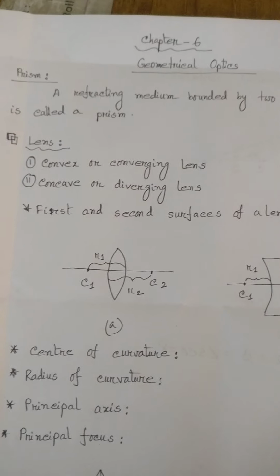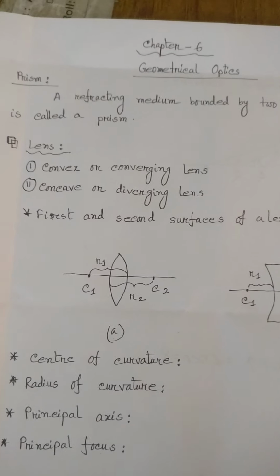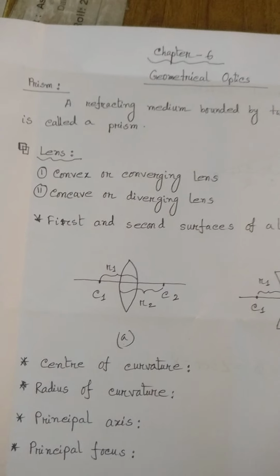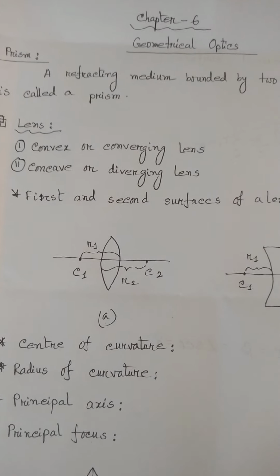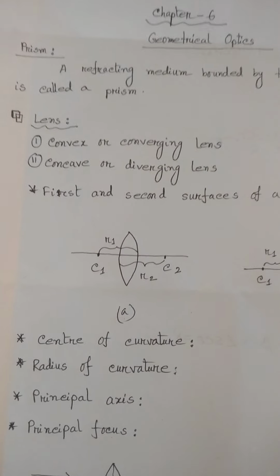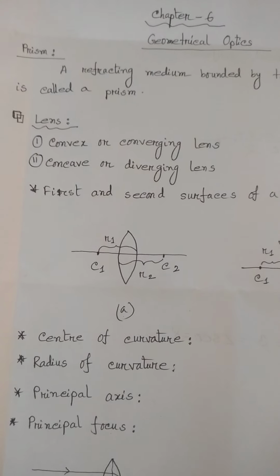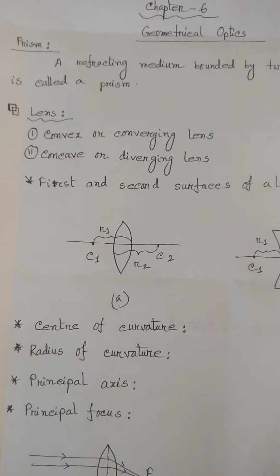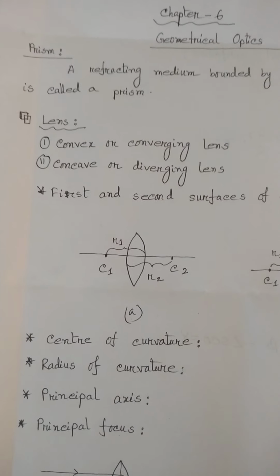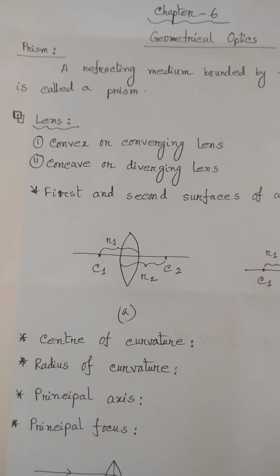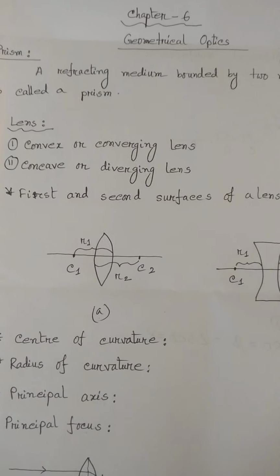What is a convex or converging lens? The lens whose mid portion is thick but whose edges are thin is called a convex or converging lens. In the figure, A is a convex or converging lens. This lens converges a beam of rays at a point, so it is called a converging lens.